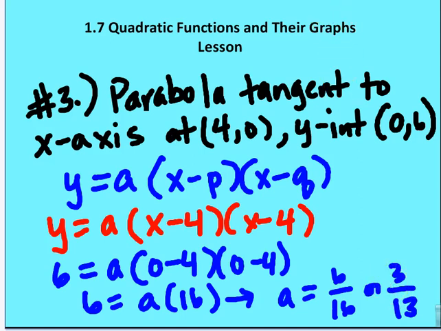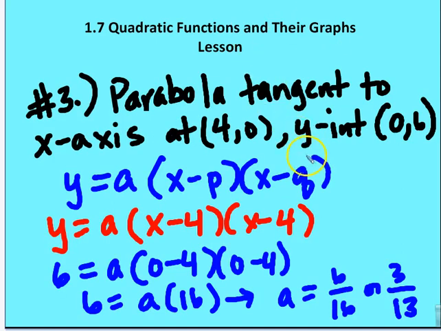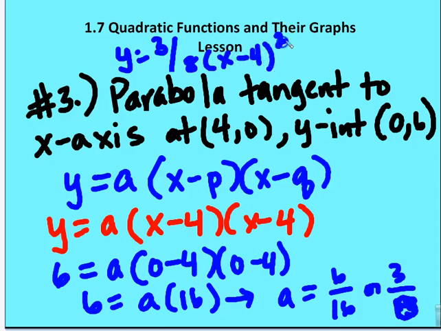And then we're going to use 3/8 to substitute that back in for a. And we're going to end up with, let me write the equation here. y is equal to 3/8 times (x minus 4) squared. All right, and you can leave it in this form.